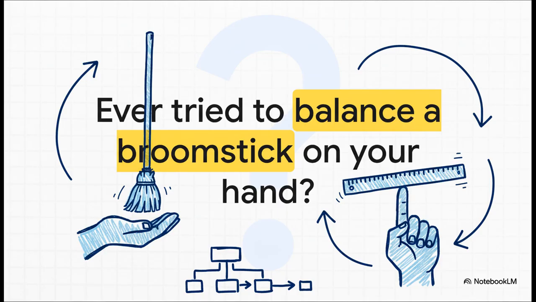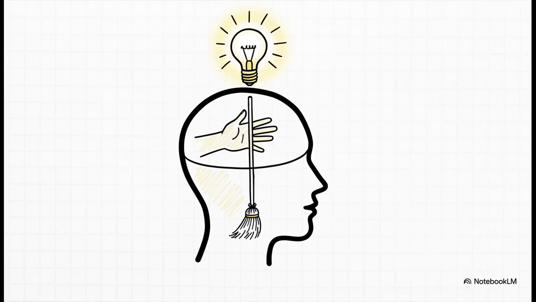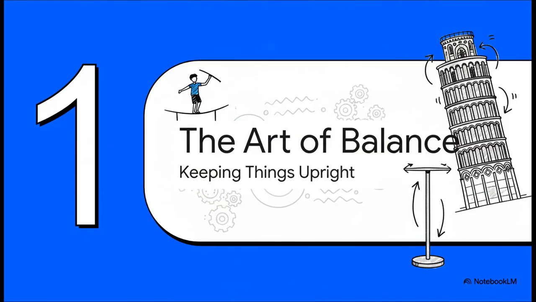Have you ever tried to balance, say, a broomstick on your hand? Just standing it upright on your palm? If you've done that, then guess what? You've already dabbled in control theory. Seriously, that little balancing act, it's the perfect way to understand the big idea we're diving into. So yeah, let's stick with that, the art of just staying balanced.